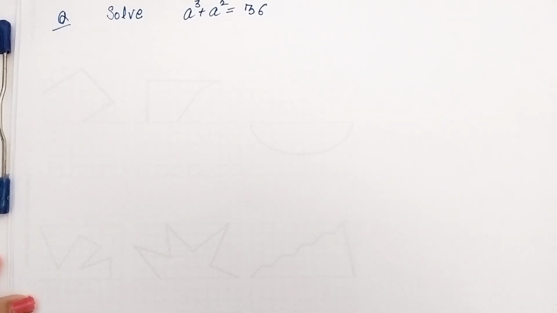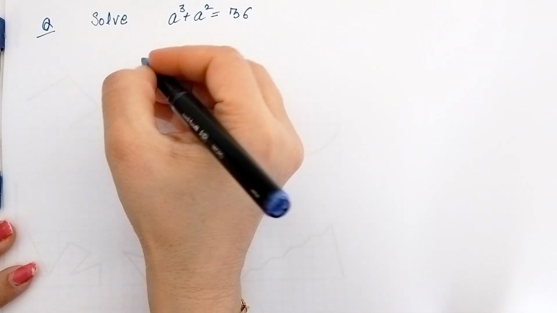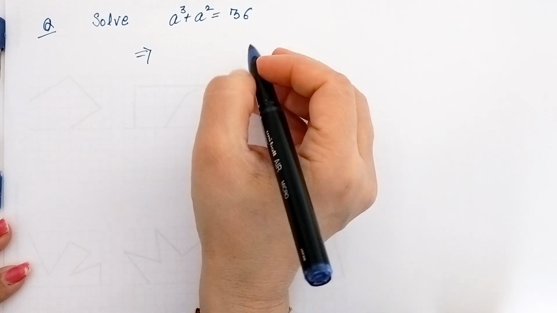Hello everyone. So in this video we have a question. a cube plus a square is equal to 36 and we need to solve it. That means we need to find the value of a. So how can we find the value of a here?